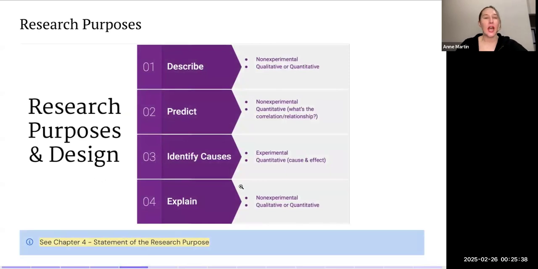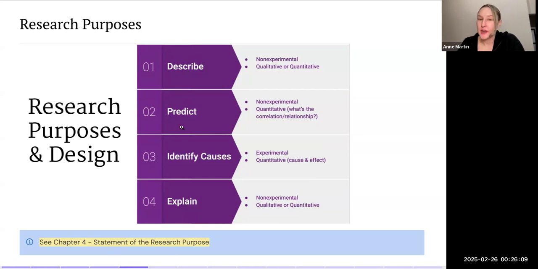Now, in terms of aligning your topic with a research purpose, you can go back to chapter 4. In chapter 4, there's a heading in the text called Statement of Research Purpose. And so here are a few common research purposes. This is not exhaustive, there's more, but sometimes the purpose is to describe. Maybe it's to describe a relationship in quantitative research, or maybe it's to describe a phenomenon or a process or an experience in a qualitative sense.